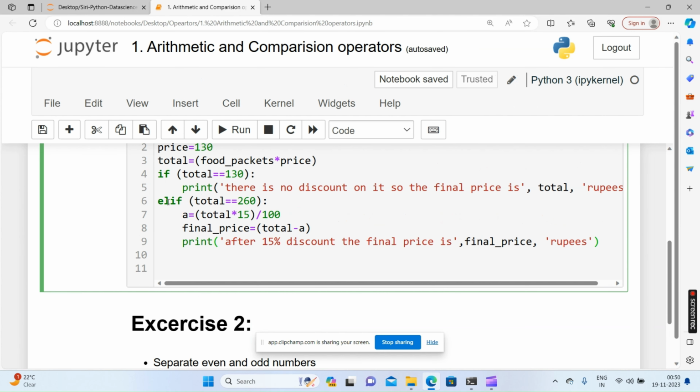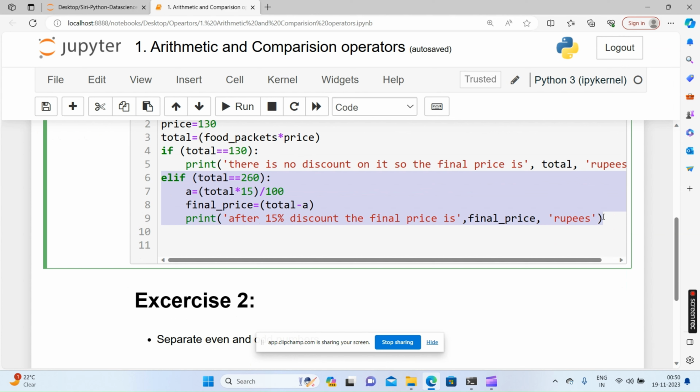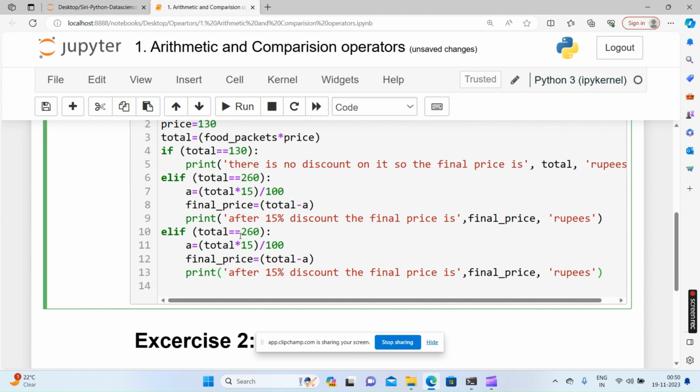If any customer takes more than three packets, let me take the code. If the total is more than 260 rupees, B is equal to total multiplied with 20%. He's going to get a 20% discount. So final price 1 is equal to total minus B. After 20% discount, the final price is this much.